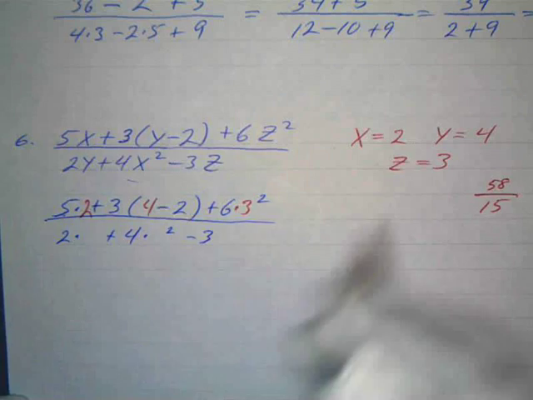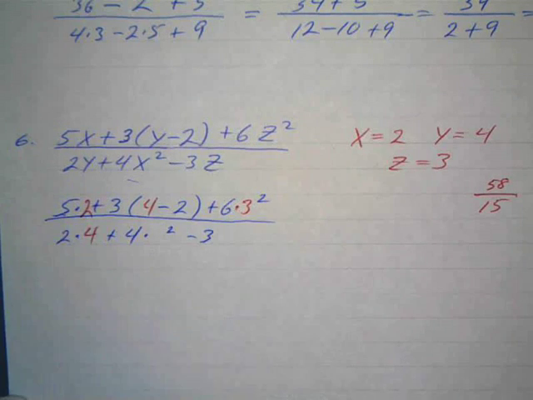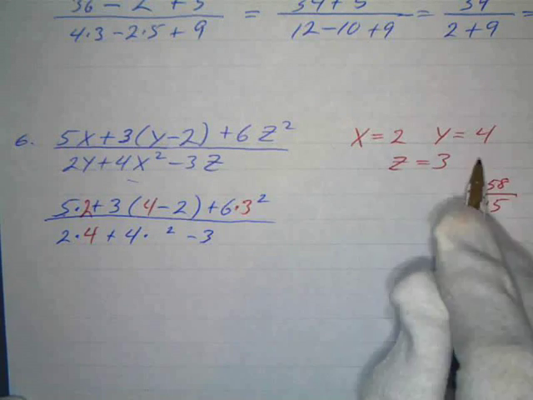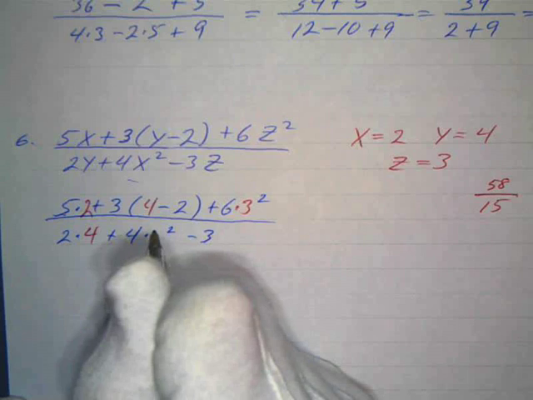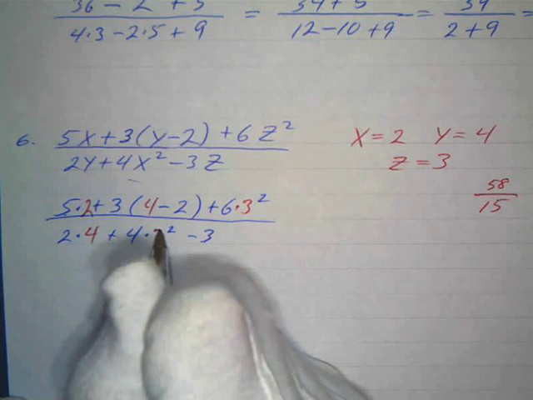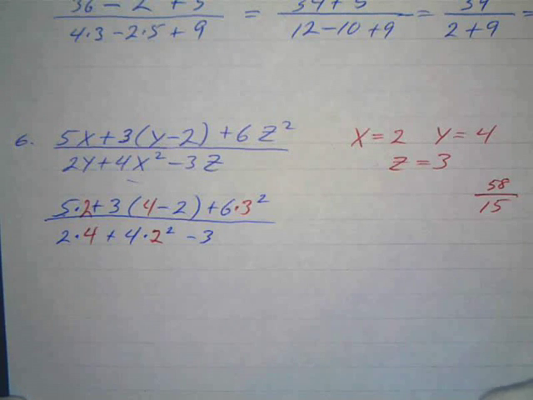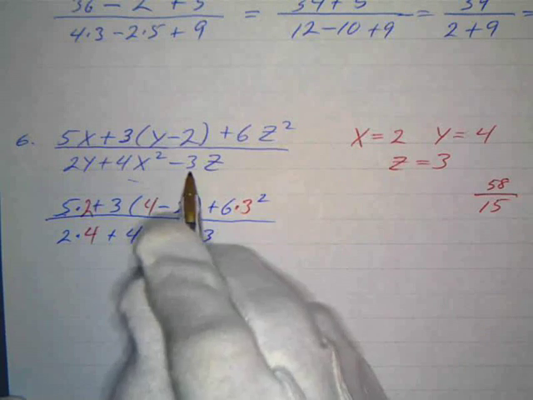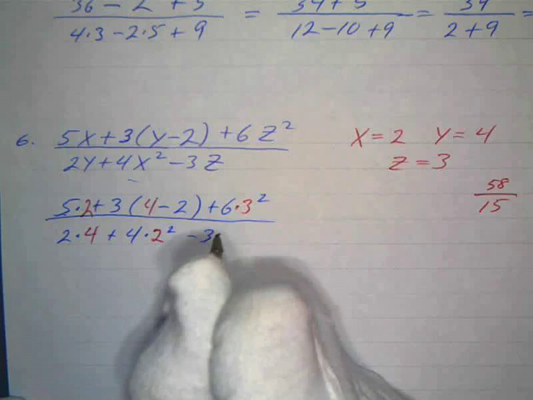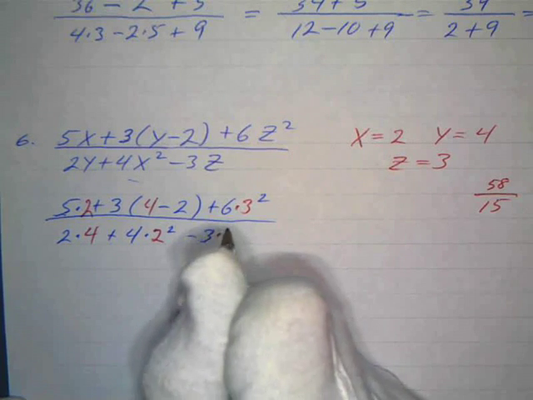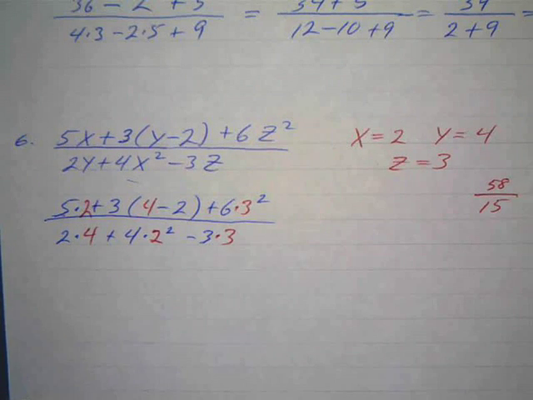And then over here, 2 times y is 4. And then x is 2, so it's 2 squared. So 4 times x squared, 4 times 2 squared. And this is going to be minus 3 times z, and z was 3. So 3 times 3. So that's your first step.